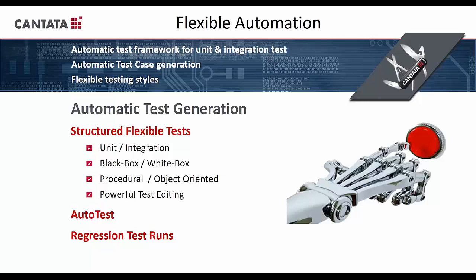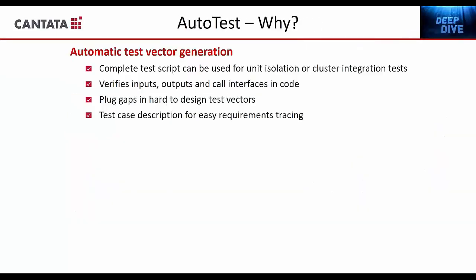But the one I'm going to concentrate on today is something we call AutoTest, which means reading the code and generating tests from it directly. It also, alongside the tests, produces all the necessary hierarchy of makefiles for regression testing automatically. So why would somebody use this automatic test vector generation?